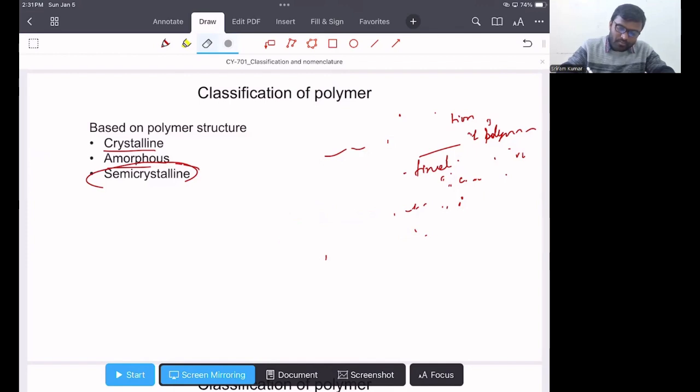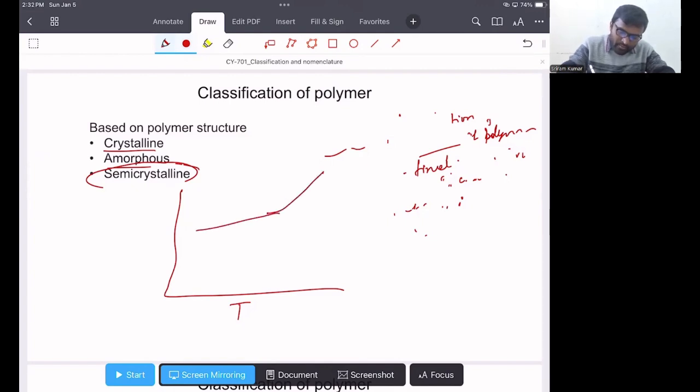Okay, so later on we will understand how these different materials or different structures of the polymers affect their glass transition temperatures, how you define a glass transition temperature, and how that glass transition temperature affects the mechanical properties from the glassy state to the rubbery state.